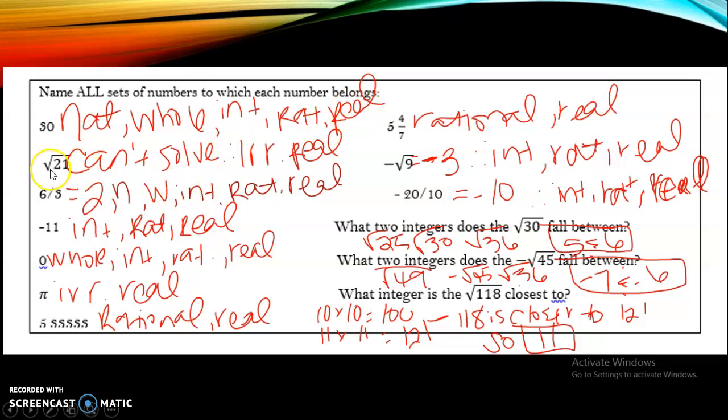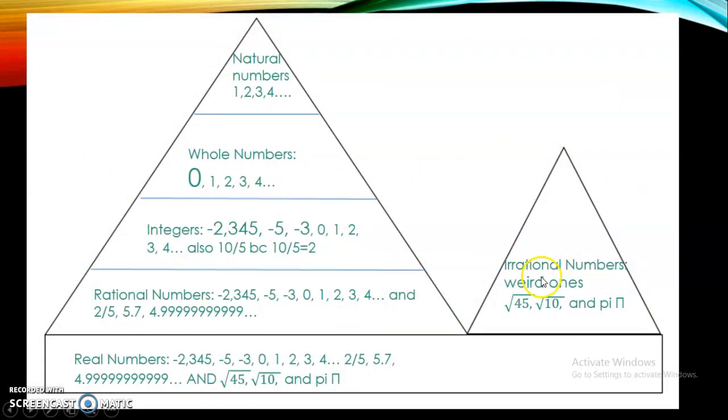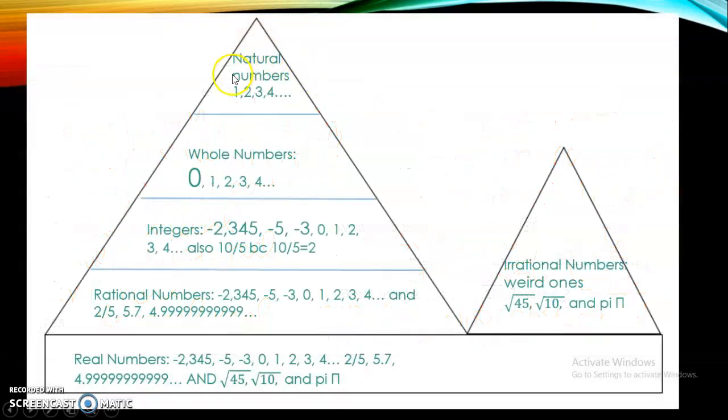Now, if we move down to the square root of 21, we can't solve that. We don't know how to solve that. So we're going to automatically say it's irrational. But then again, if it's irrational, it's a weird one, but it's also going to be real. So we started as far up on that pyramid that we could go, which is irrational, and underneath irrational is real. All right, so 6/3, well, let's simplify. 6 divided by 3 is 2. Well, how far up that pyramid can we go with 2? Well, 2 is going to be a natural number, so therefore it's natural, whole, integer, rational, real.